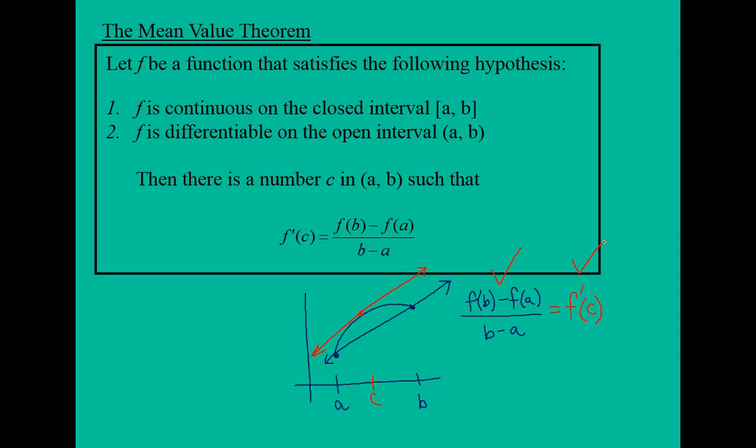So when you think about the mean value theorem, think about this diagram. If you forget the mean value theorem, just think about the slope of the secant line. You know how to find the slope of the secant line, f of b minus f of a divided by b minus a. And then there has to be some value c that we plug into the derivative so that f prime of c equals the slope of the secant line.